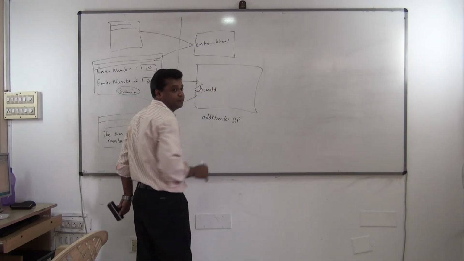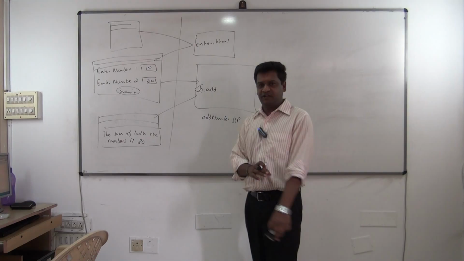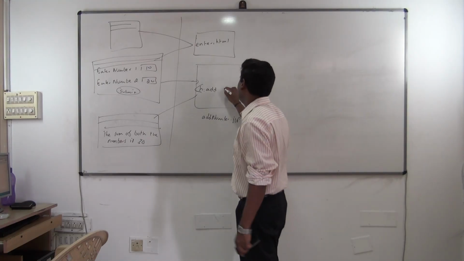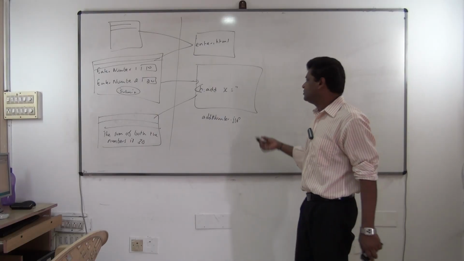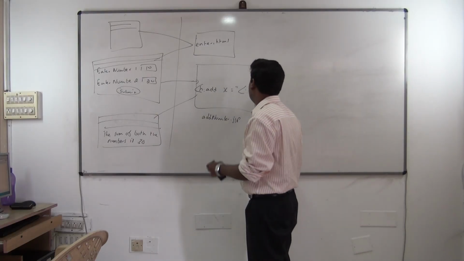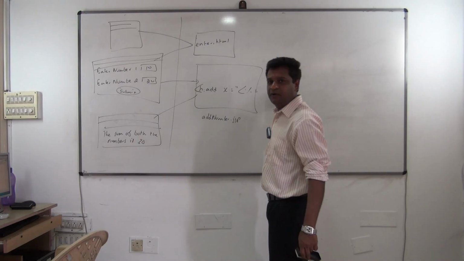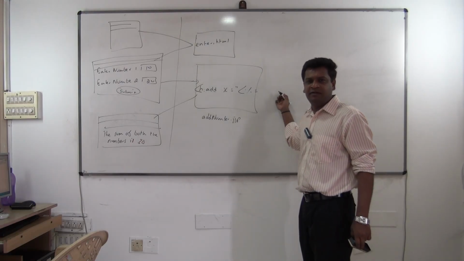H:\add, and tag I'll write H:\add. I'll have an attribute x is equal to, understood, and I can use expression here directly, percentage equal to what? Request dot get parameter of num1, request dot get parameter of num2. That's it.